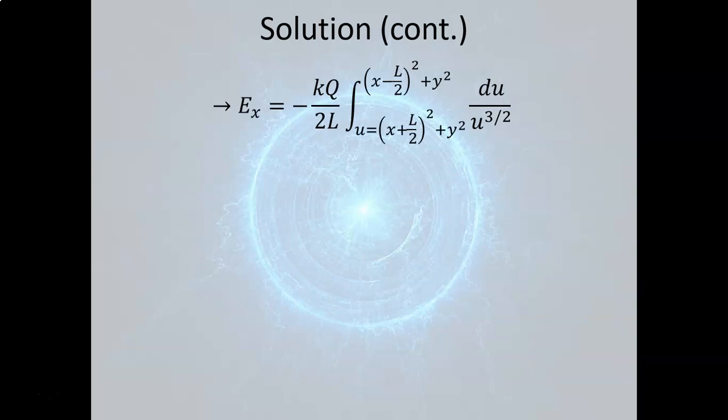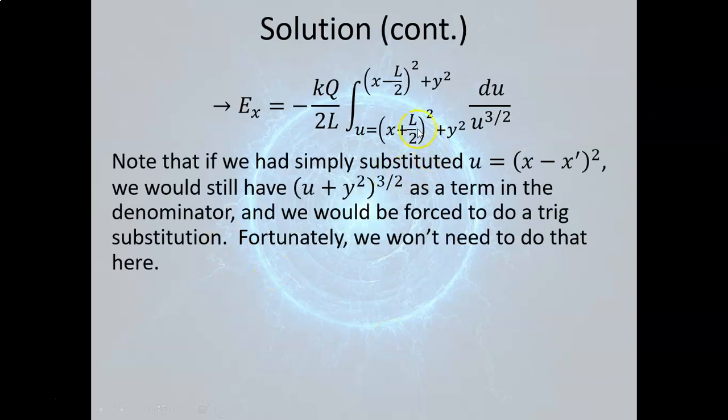And here's the thing. I'm allergic to negatives. I don't like negatives, so I try to get rid of them when I can. So what I'm going to do is I'm going to switch my integration bounds. And by switching my integration bounds, I'm going to get rid of this negative.